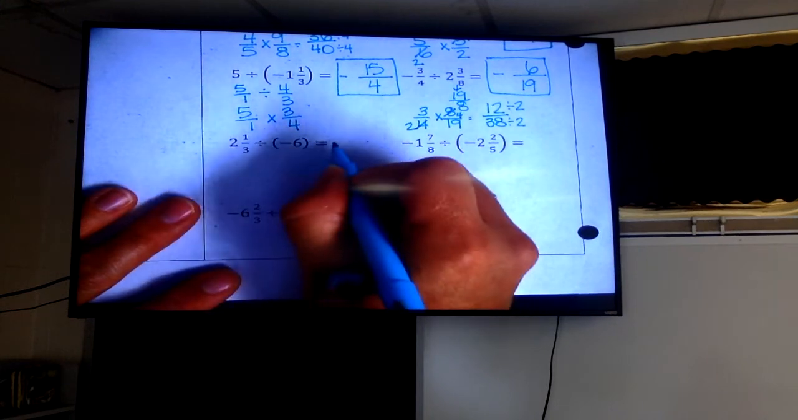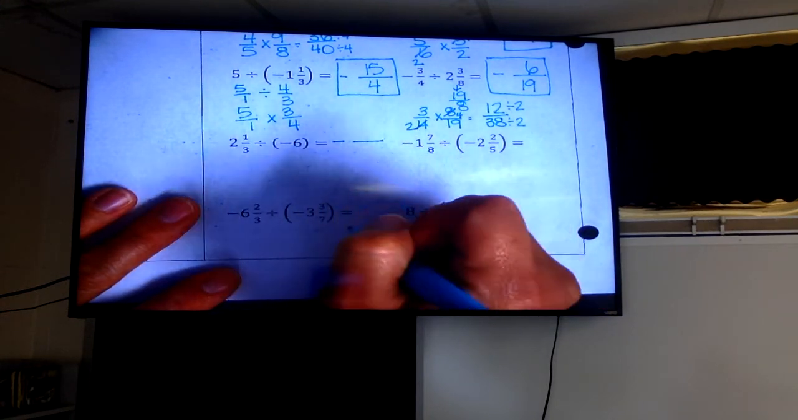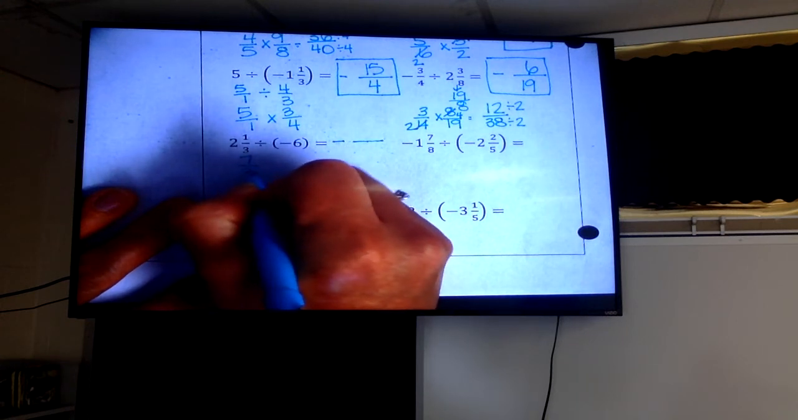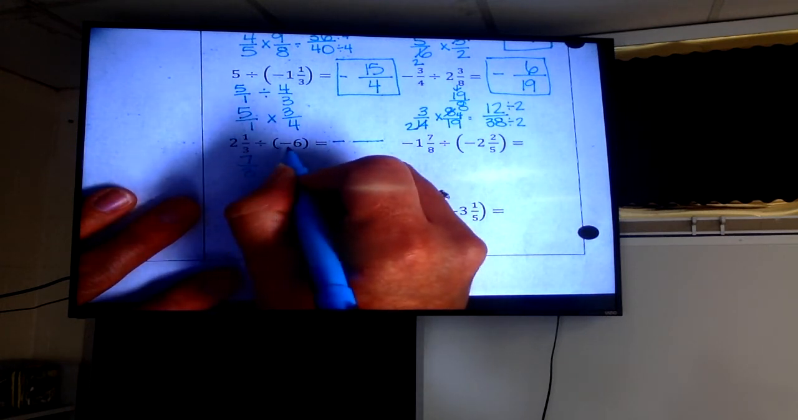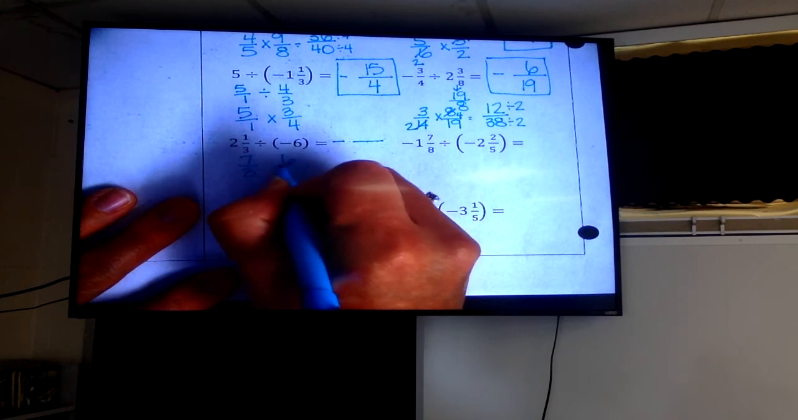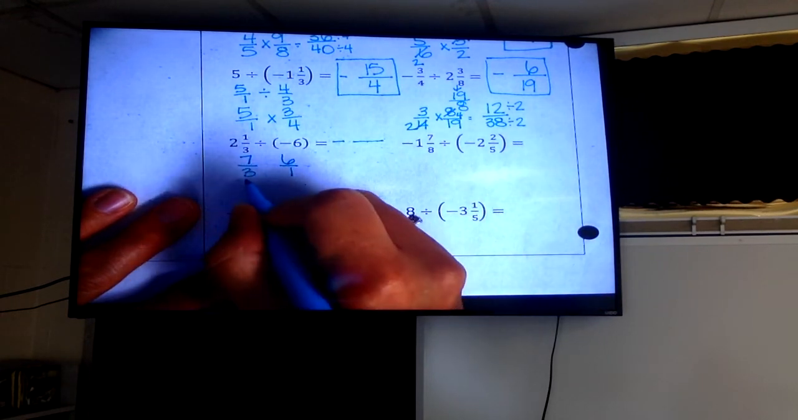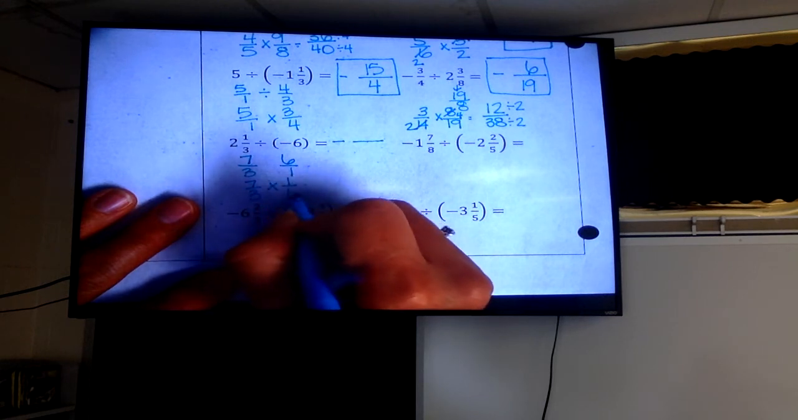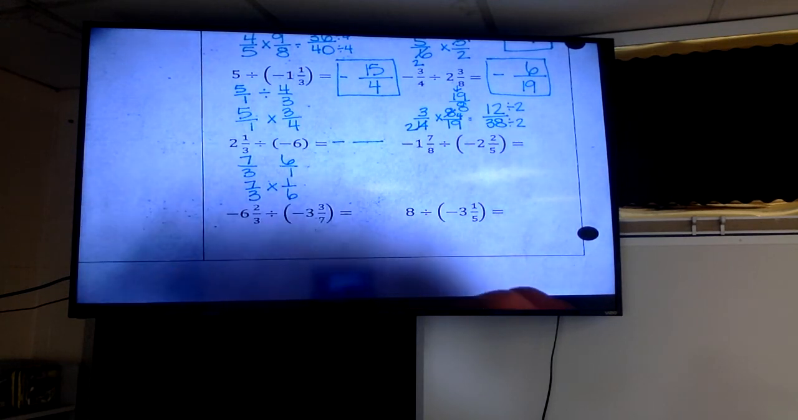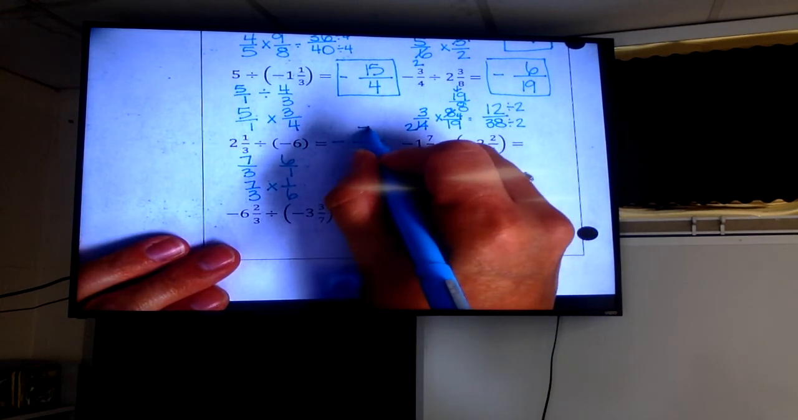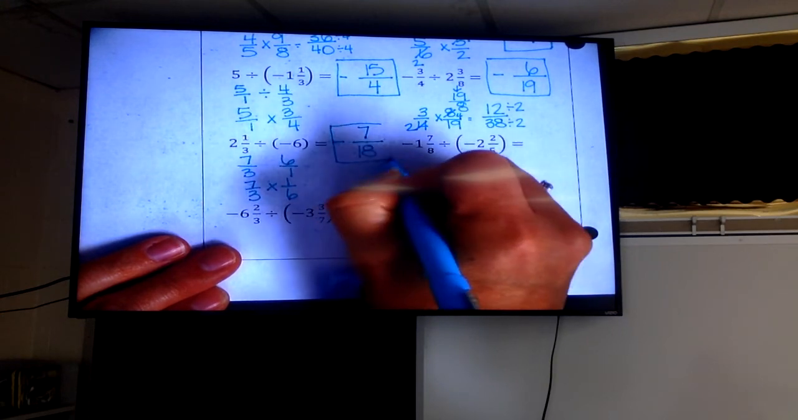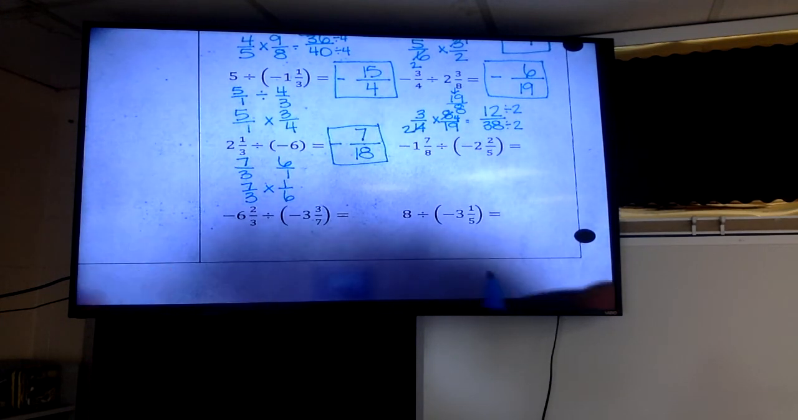All right, positive divided by negative gives me a negative answer. 2 1/3 becomes 7/3. And -6, that would be a 6/1. So now I'm going to keep, change, flip. Check and see if there's anything I can simplify. I don't see anything, so 7 times 1 is 7, and 3 times 6 is 18. My answer is -7/18.